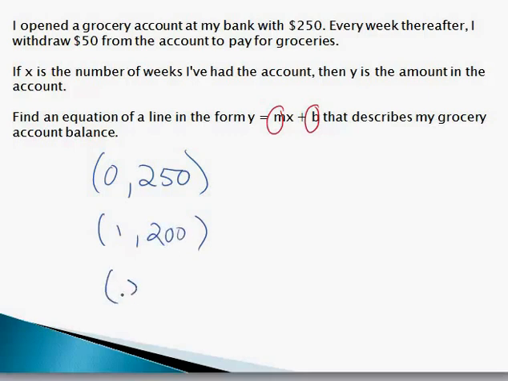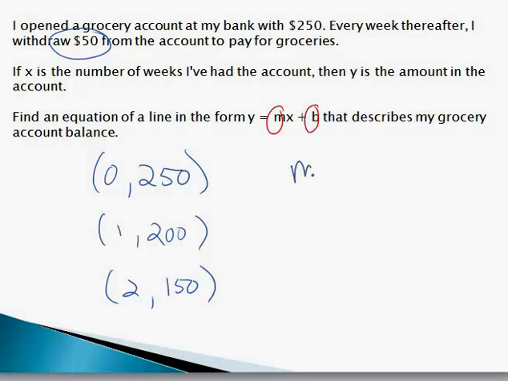After 2 weeks have passed, how much money do you have? Well, you take out $50. Okay? So, from that we could find the slope, or you can get it from just the words that are given. Withdraw $50 from the account to pay for groceries every week.